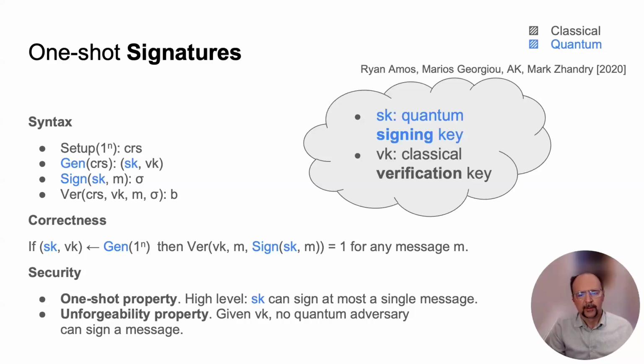and crucially, we have the one-shot property, which at a high level says that the secret key can only be used to sign at most one single message, and the unforgeability property, that given the verification key, no quantum adversary can sign a message.